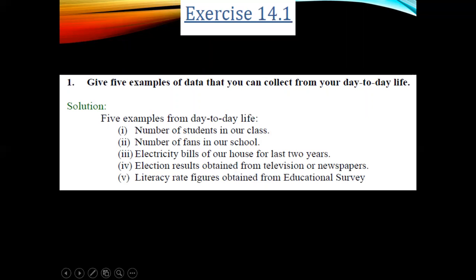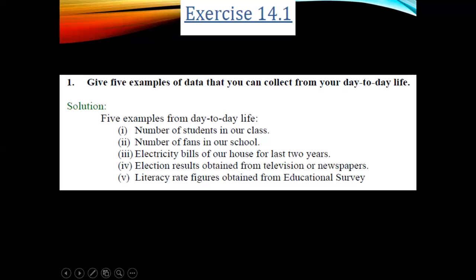Let me read the first question, which says, give 5 examples of data that we can collect from your day-to-day life. Now, over here, all they're asking us is to mention 5 examples of data that we can collect from our day-to-day life. Could you please recall a few examples wherein you can present them as data, which is there right away at your home? Could be the electricity bill, isn't it, that you get at your home?